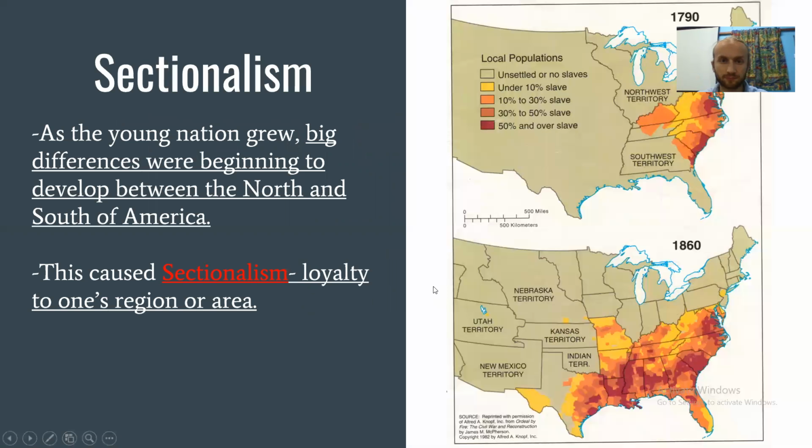So let's get going. So sectionalism. As a young nation grew, big differences were beginning to develop between the North and the South. So the northern states and the southern states are beginning to grow very differently as time progressed. Originally they had a lot more in common, but then as time went on, it began to change. Sectionalism is the loyalty to one's region or area, and we'll see that being developed. So people being loyal to the South or loyal to their state and not so much to the country anymore. And that's going to be a big reason that we see this Civil War happen.